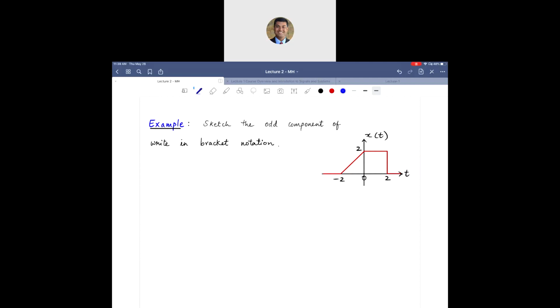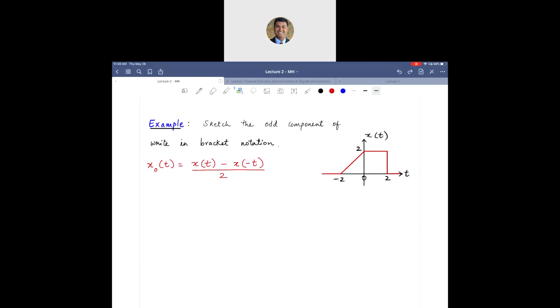So I'm going to try to first find out what the odd component of x of t is, and my goal will be to sketch the odd component of x of t, and I'll also try to express it in the bracket notation. So the odd component of x of t, let's work it out. The odd component of x of t is what? We have x of t minus x of minus t divided by 2, which means, let's see, I have x of t already. I need x of minus t.